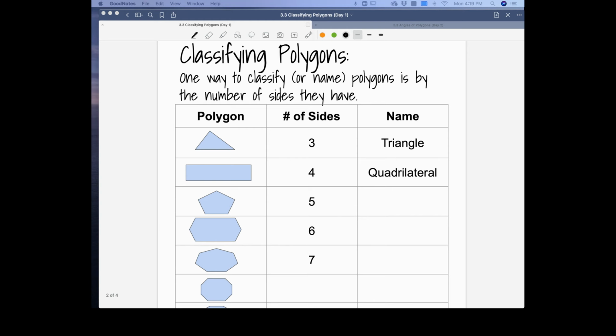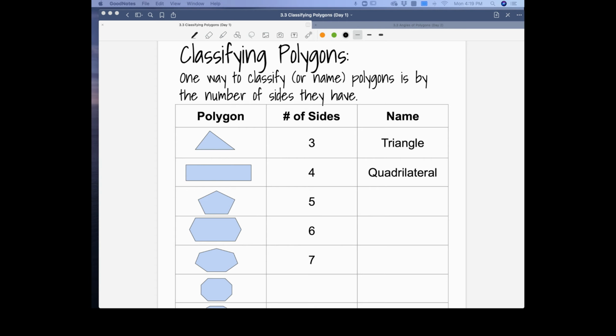And the next way that we can classify our polygons is according to the number of sides that they have. And this is how we name our polygons. So if we have a three-sided polygon, the name is a triangle. Now the polygon term itself comes from the Greek words, and the Greek root poly means many. So a polygon is any figure that has many sides.